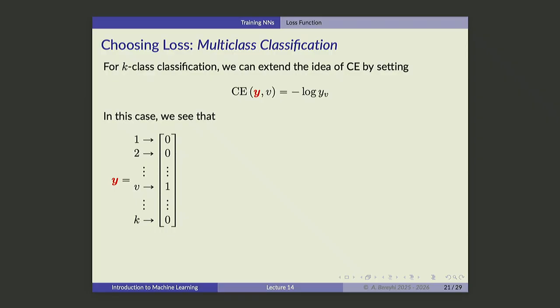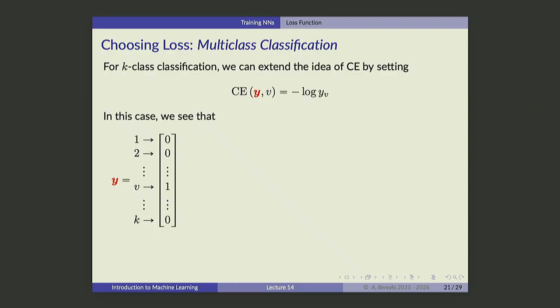For example, if my label is 1 and I have 4 different labels, I am going to show my label like this: 1, 0, 0, 0. This means that I'm in class 1. If the true class is 3, then I'm going to show it like this: 0, 0, 1, 0. Now, here the true class is V, so I'm going to put everybody 0, and the element V is 1.